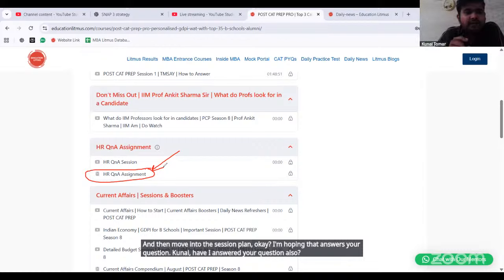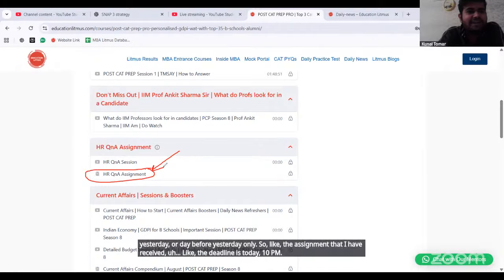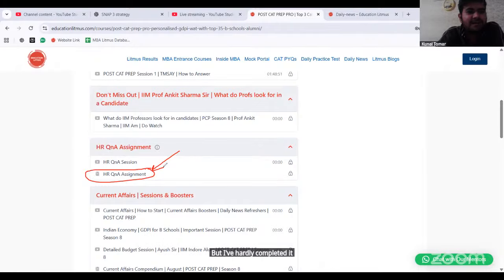Just a point to add, I have just enrolled in the postgrad prep yesterday or day before yesterday only. The assignment that I have received, the deadline is today 10 p.m. But I've hardly completed it because I have to prepare for SNAP also, XAT also. So is there a dead end, or can I extend it by 1 or 2 days?